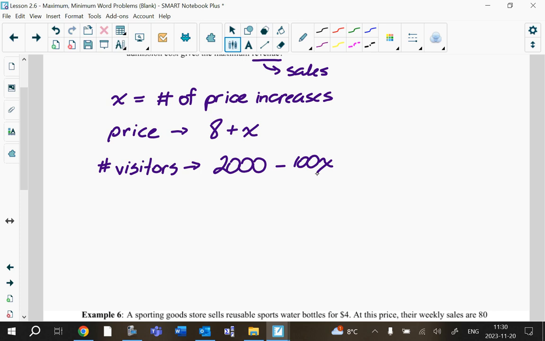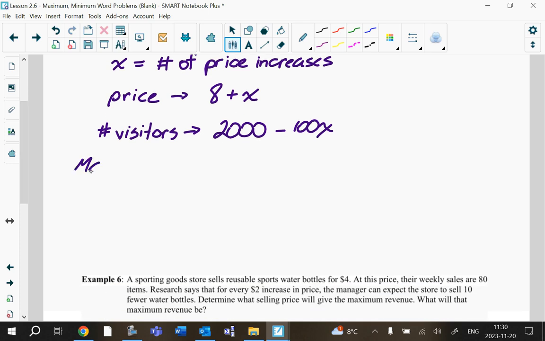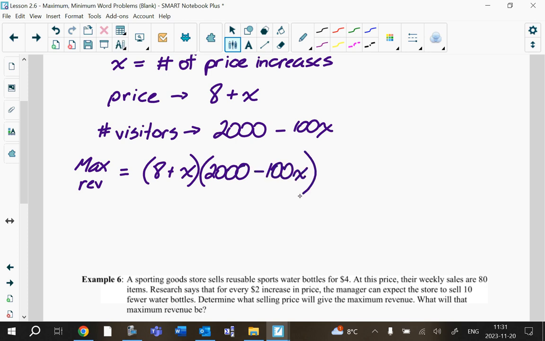So why did I need price and number of visitors? Because to find the max sales or max revenue, I multiply the price by the number of visitors. And then I find the x at the maximum, which means I use negative b over 2a. But before I can do negative b over 2a, I've got to put this in the right form. So I have to do 4 multiplications, and then I have to rearrange everything so it looks like standard form.